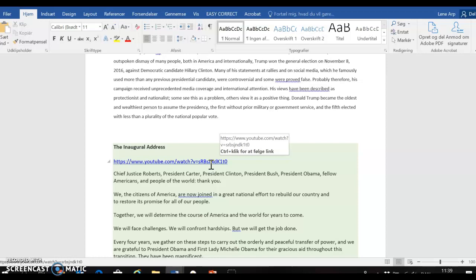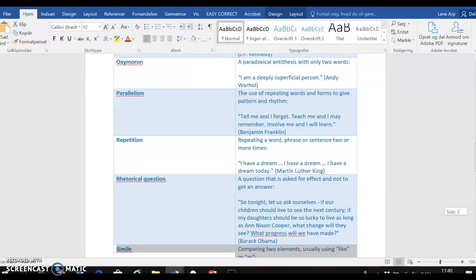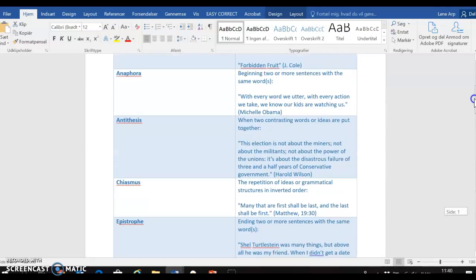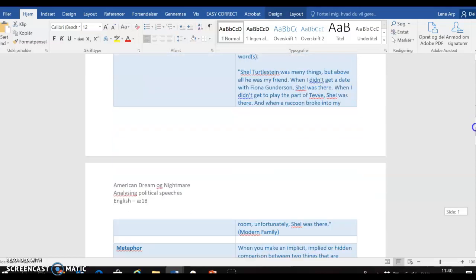But I think it's also quite important to look at it, because, and I haven't given you this task, sometimes body language is also something you can look at. And there are also different explanations of the different rhetorical devices.